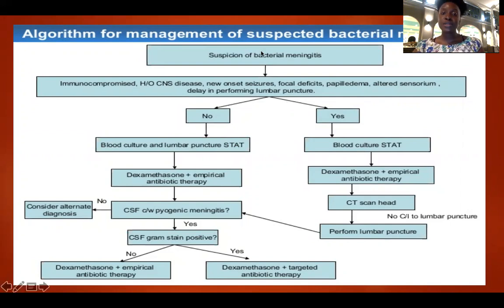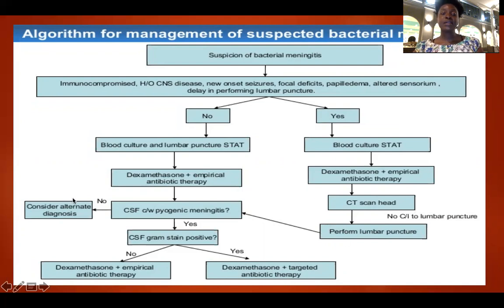So a patient comes in with a suspicion of bacterial meningitis from clinical symptoms. If the patient is immunocompromised, has a history of CNS disease, new onset seizures, focal deficits, papilledema, altered sensorium, and there's a delay in performing the lumbar puncture, a blood culture is ordered immediately. If positive, the patient is given dexamethasone and antibiotics. A CT scan of the head is then performed to rule out any masses. If there are no intracerebral masses, a lumbar puncture is performed.